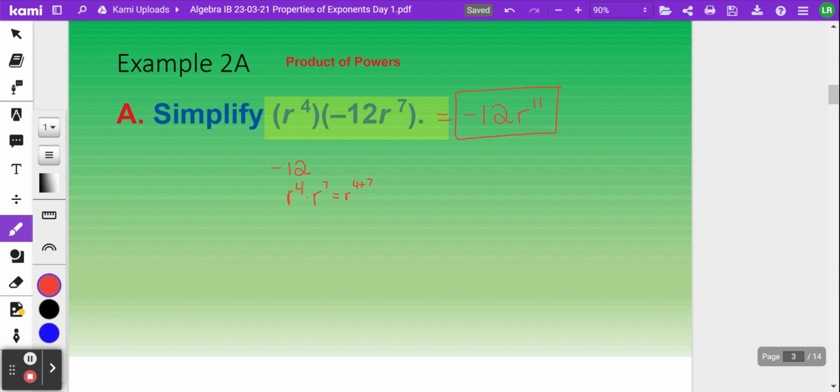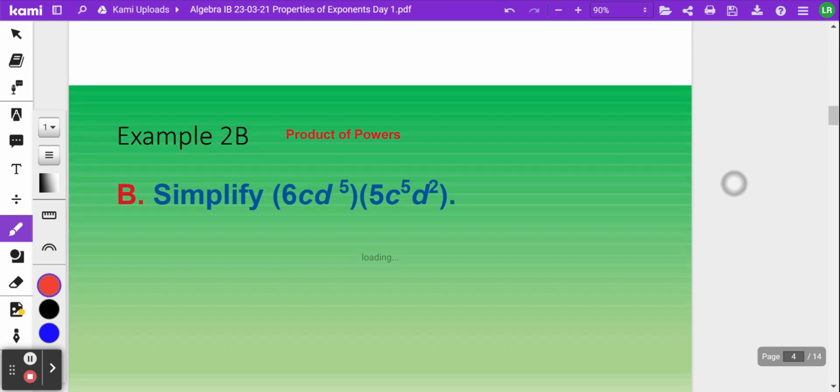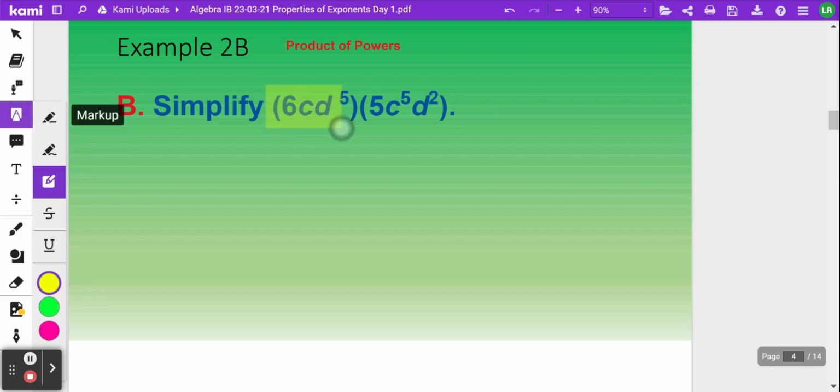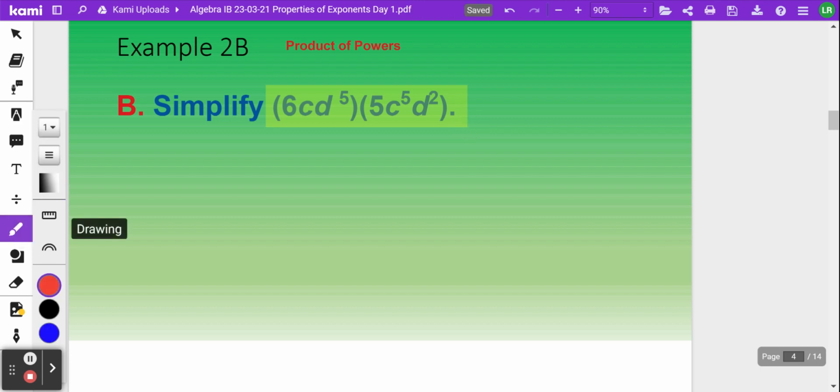Let's look at another problem. Okay, we have a little bit more information on this one. We have 6cd to the 5th in the first parentheses times 5c to the 5th d squared. So first things first, base numbers. I have a 6 and a 5. Those are base numbers, and they are getting multiplied together. They do not go with the c's and the d's. Those are just regular numbers, 6 times 5.